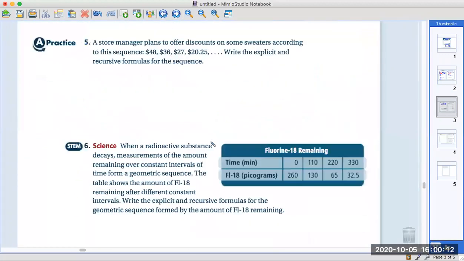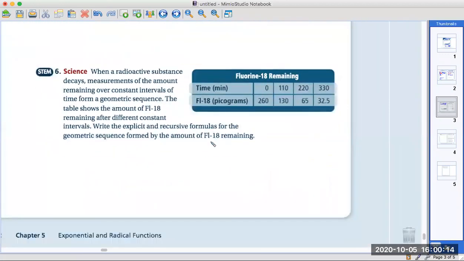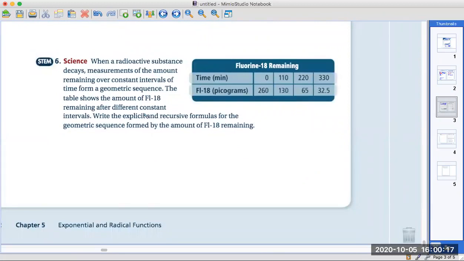And down here, we're going to do the science problem. And I don't know what fluorine 18 is, but it's one of these science things. When a radioactive substance decays, that means it's getting less. So our graph would go down like that. Measurements of the amount remaining over constant intervals of time. So look at the time. 0, 110, 220, the time gets added 110 minutes each time. But what we're really looking at are the numbers here.